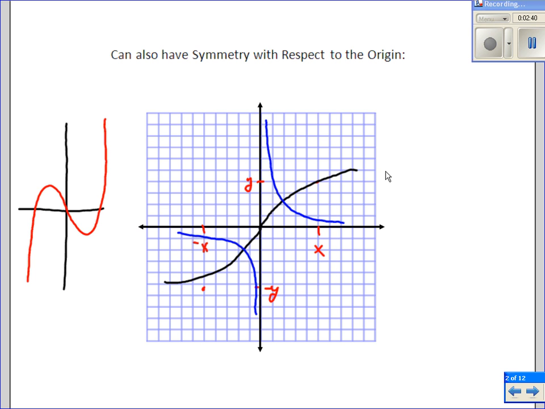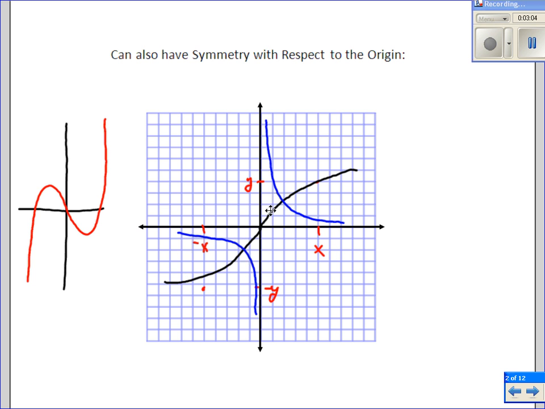Visually, what I look for when I'm looking for symmetry with respect to the origin is this: if I take what's happening here in the first quadrant, fold it over the x-axis, and then fold it over the y-axis, do I have a mirror image then? So if we look at this black line, flip it over the x-axis, it'd look like this. Flip it over the y-axis, then I've got my mirror image.